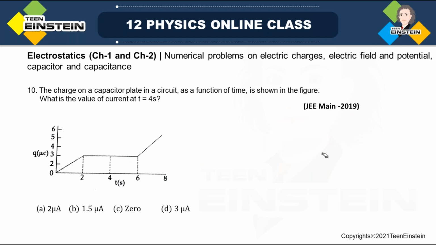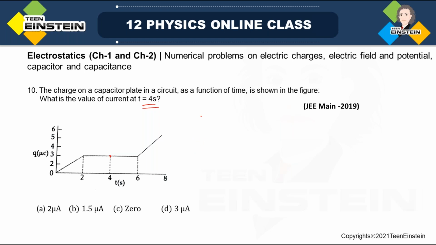So there is the curve you can see here. Initially, from 0 to 2 seconds it was uniformly increasing, then between 2 to 4 seconds the charge became constant, and again after 6 seconds it is increasing further with a different slope. Okay, so you have to find the value of the current at t equal to 4 seconds. That means at this particular point, what is the current flowing in the circuit?